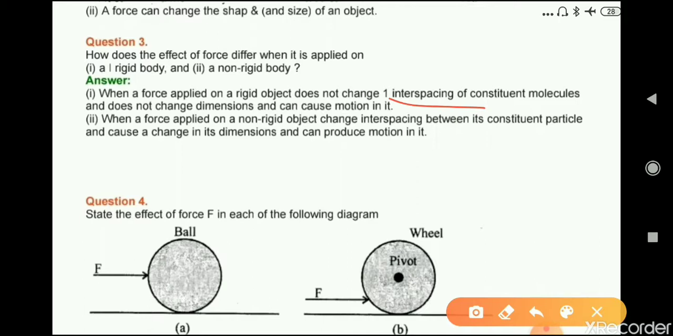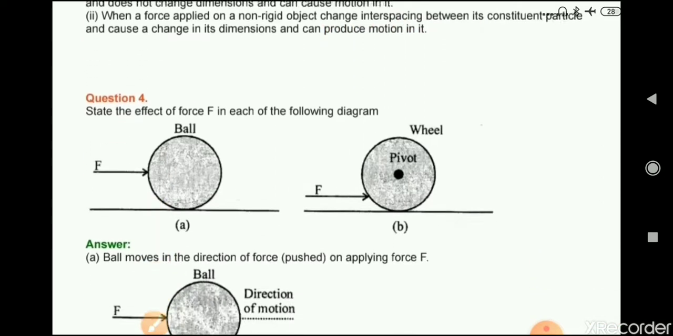Okay. Second, when a force is applied on a non-rigid object, it changes the interspacing between its constituent particles and causes a change in its dimensions, and can produce motion in it. Okay. Now question number 4.